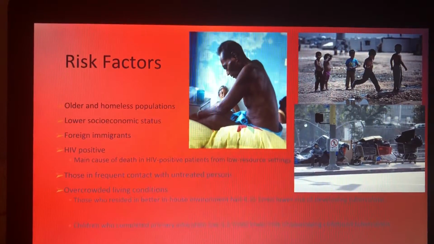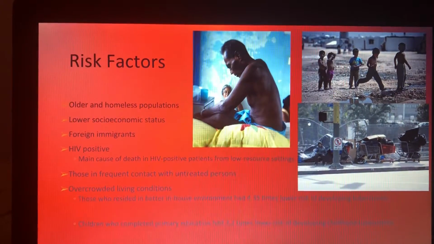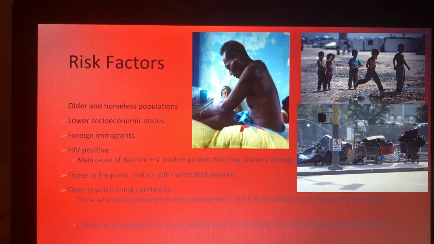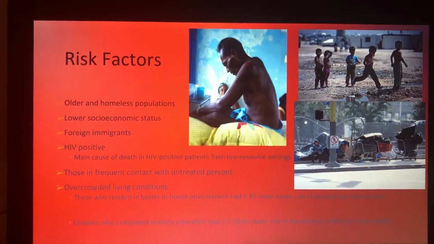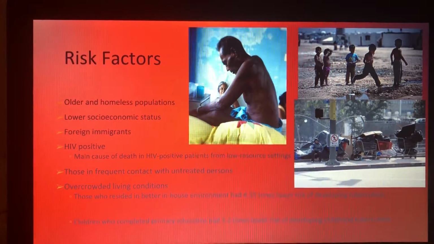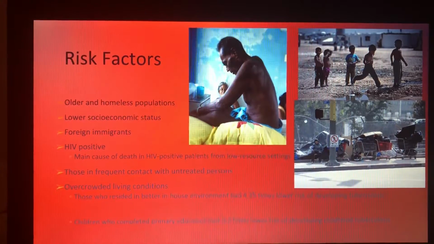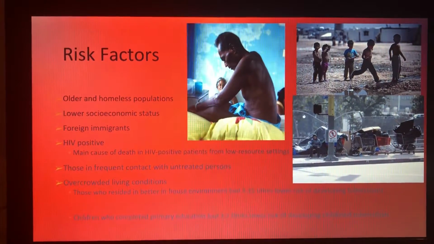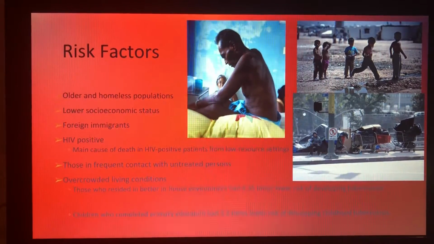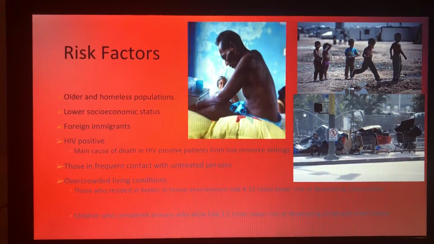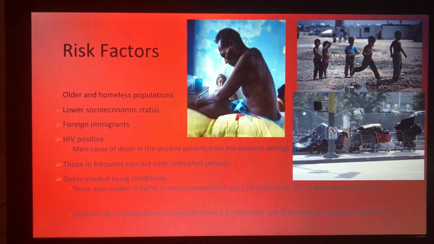TB is the main cause of death in HIV positive patients from low resource settings, so not having adequate treatment or being immunocompromised raises risk. Those in frequent contact with untreated persons, so simply being around someone who has TB is going to put you at a higher risk. Living in overcrowded living conditions, so those who resided in better housing environments had a 4.35 times lower risk of developing TB, and children who completed primary education had a 3.2 times lower risk of developing childhood tuberculosis.